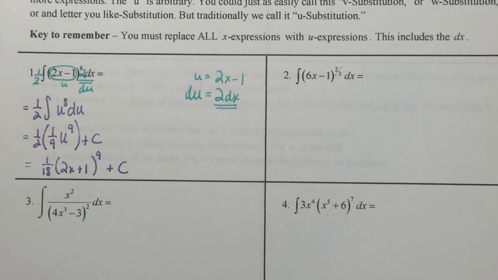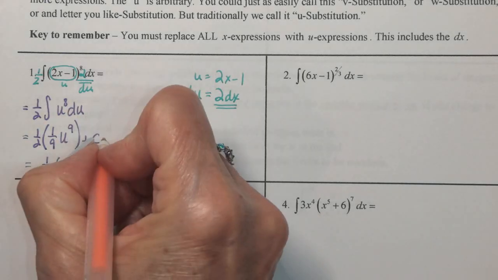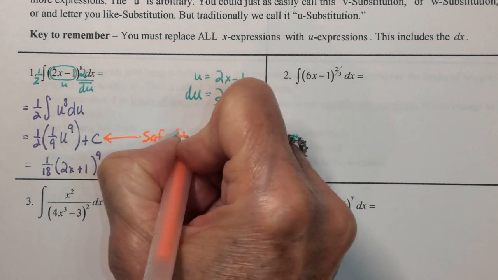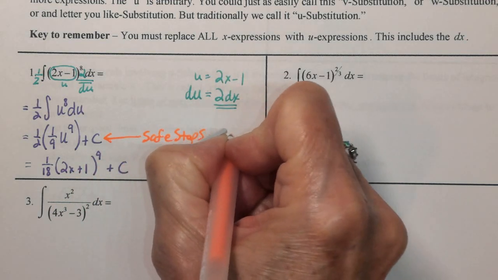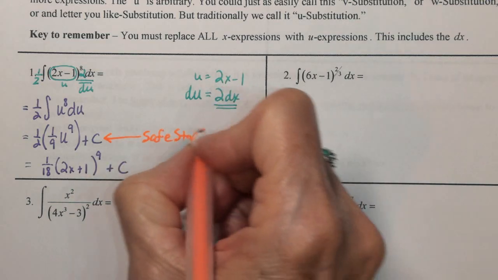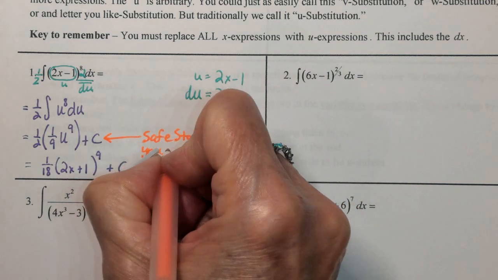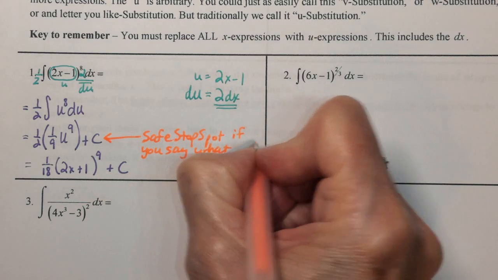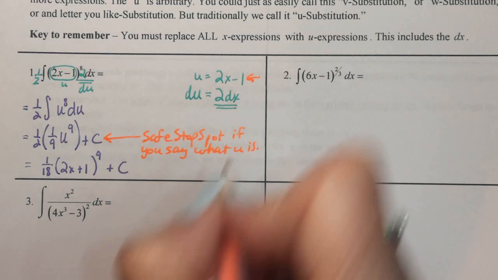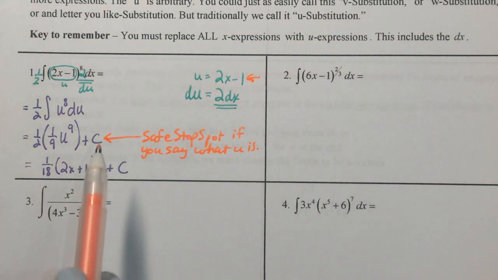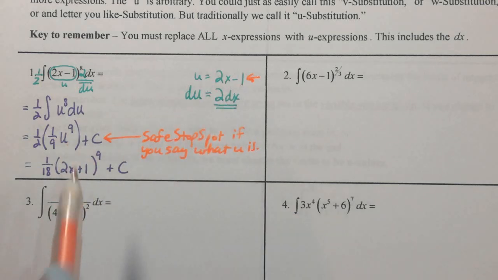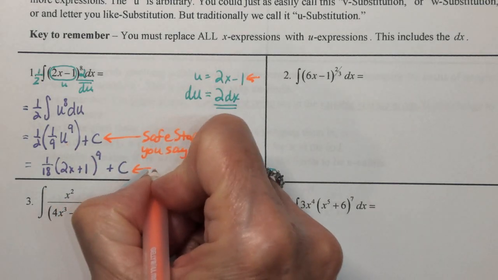Okay? All right, one more thing before I leave this problem. This spot right here is a safe stop spot if you told me what u was equal to. If you say what u is, and I said what u was right there. So if this is an FRQ, then you could stop right there because you've said what u is. This, though, would be the multiple choice answer.